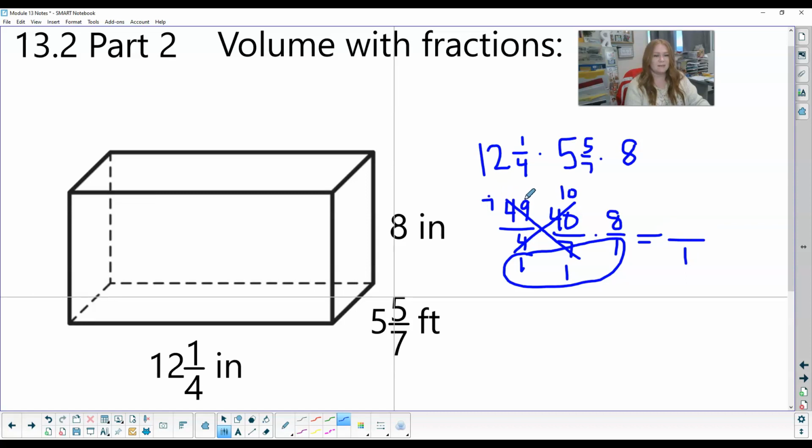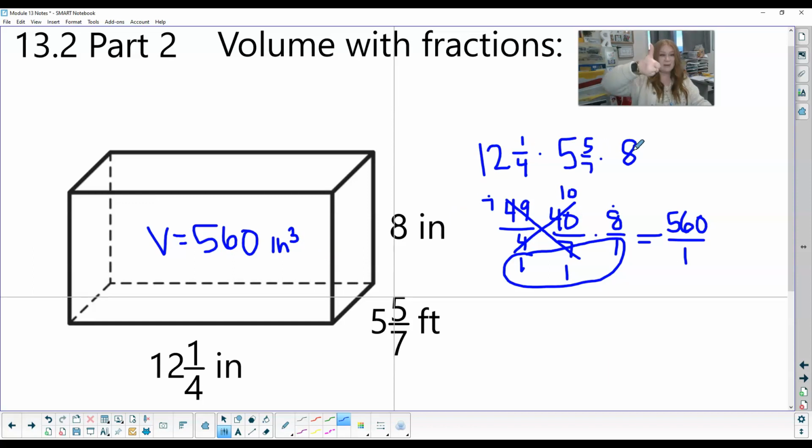Okay, so now I'm going to do 7 times 8 first. Commutative property: as long as I do all 3, it won't matter. 7 times 8 is 56. 56 times 10 is 560 divided by 1. So my volume is 560 inches cubed. So line them all up, make them improper, simplify, multiply numerators and denominators, and make it back to a mixed number.